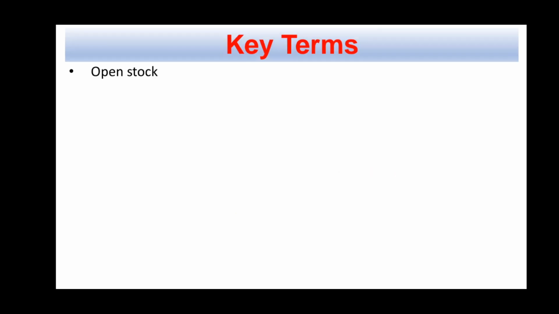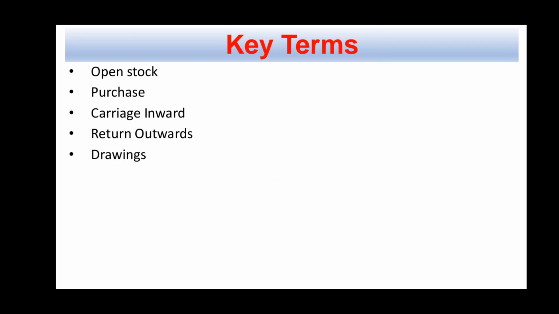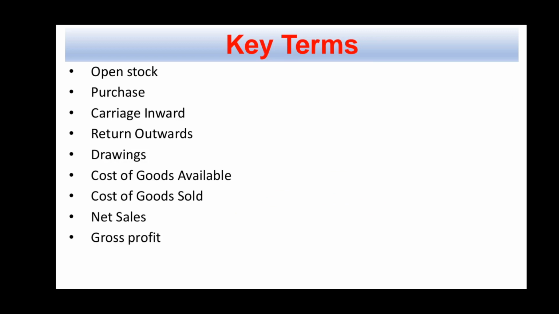So now let's look at the key terms we come across when preparing the trading profit and loss account. What are those key terms? The first ones are opening stock, purchases, carriage inward, return outwards. We have drawings, cost of goods available, cost of goods sold, net sales, gross profit, net profit, and expenses. Most of these items I explained under manufacturing account, but I will still briefly explain each of them for better understanding.